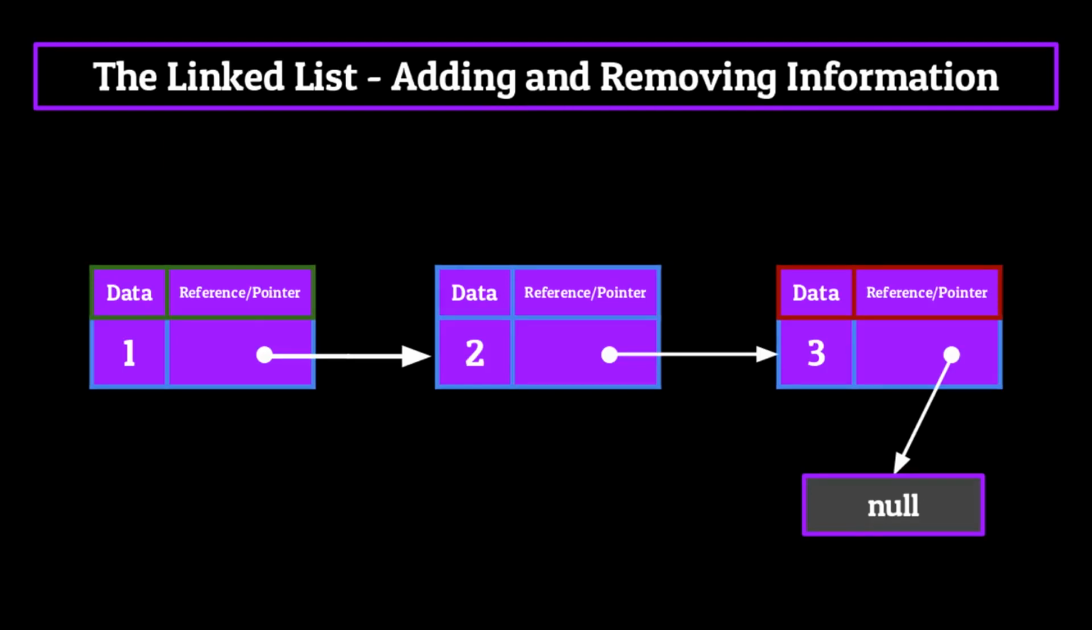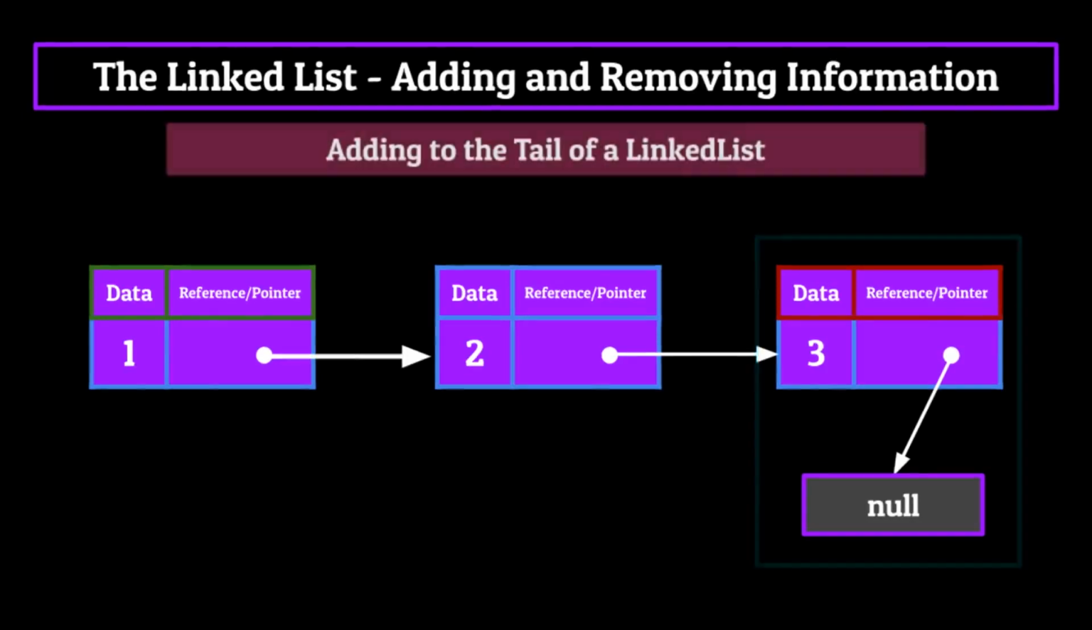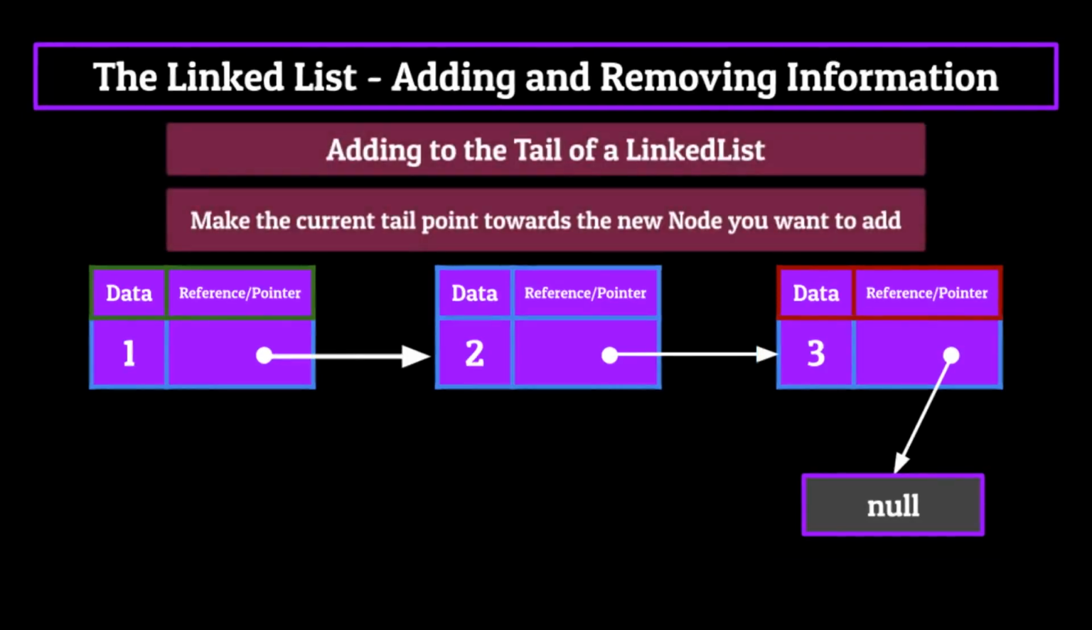The final type of insertion and deletion we'll be covering is inserting to and deleting from the end of a linked list. Doing this simply requires you to modify the tail node of the linked list, the one which currently points towards some null value. For adding a node to the tail, you simply make the current tail's pointer, which is currently set to null, point towards the node you want to add.